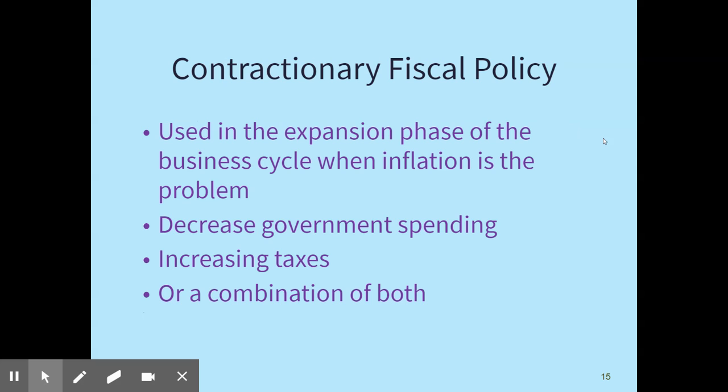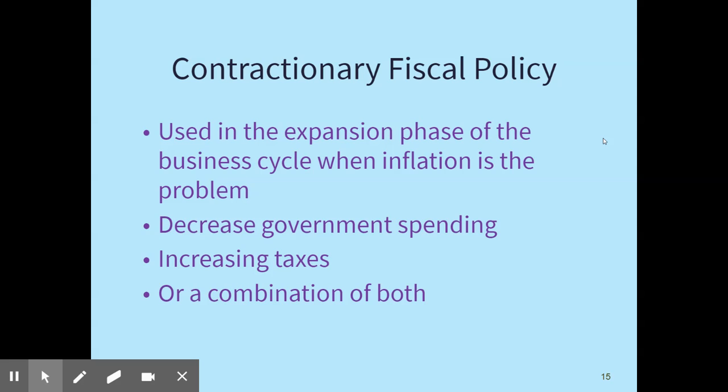To contract the economy, we use contractionary fiscal policy to shrink that economy. You use it in the expansion phase, when we've got too much expansion in the business cycle. Inflation becomes the problem again. We're going to decrease government spending. We're going to increase the taxes on the people. We've got to slow and shrink the economy back down during that expansion phase.